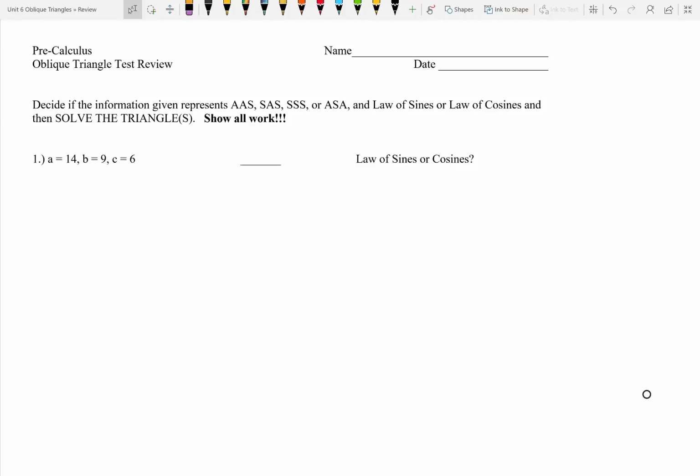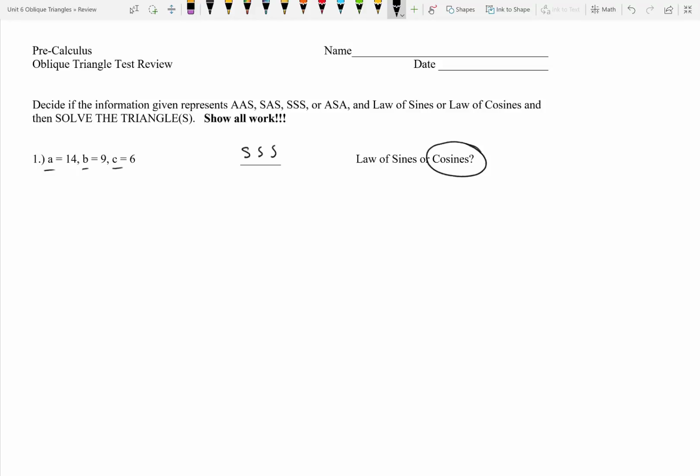We use the law of cosines in two cases. We use it when we have side, side, side, that is we're given all three sides of the triangle, or when we're given two sides and the included angle, SAS. We frequently will draw a picture of the triangle to visualize which of these cases we have, but in the case of side, side, side, it's fairly obvious, and that's what we have here. This is side, side, side, so we will use the law of cosines.